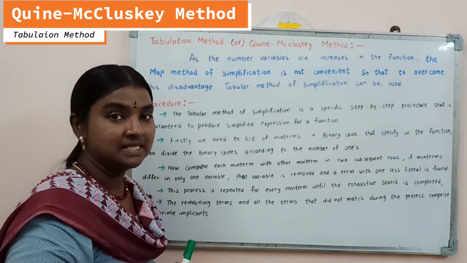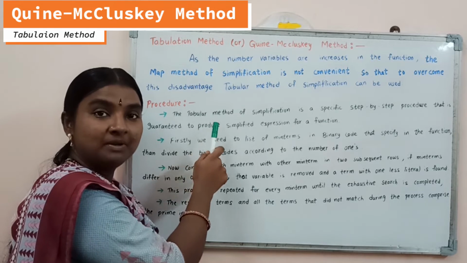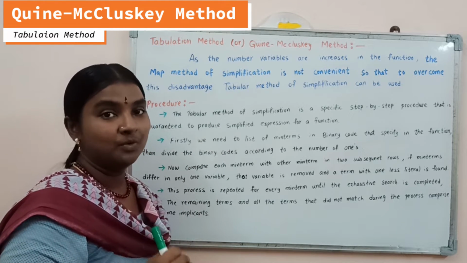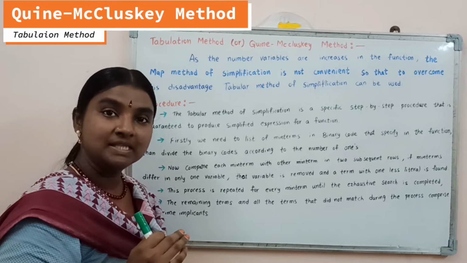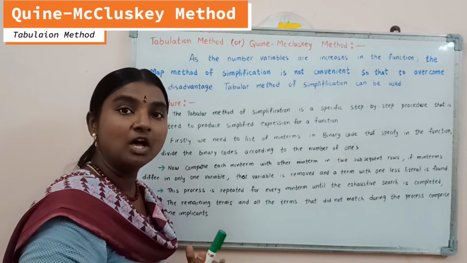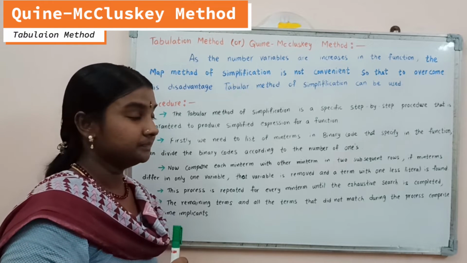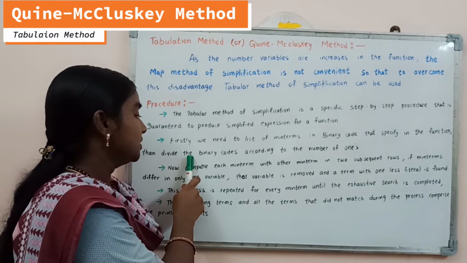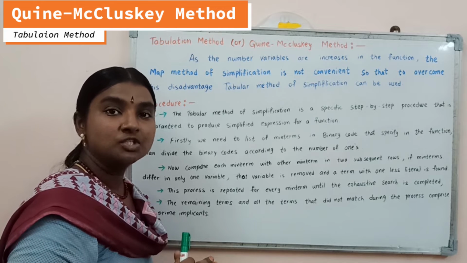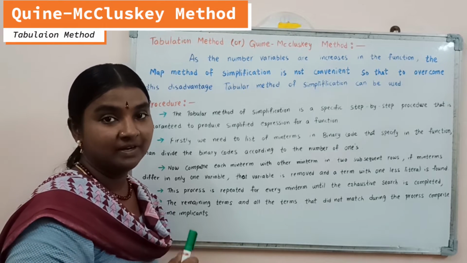Now we will discuss step by step. Firstly, this tabular method of simplification is going to provide the simplified Boolean function. In the first step, for all the minterms mentioned in the function, we need to write the binary codes. And coming to the next point, all the binary codes we found, we need to divide according to the number of ones in different rows.